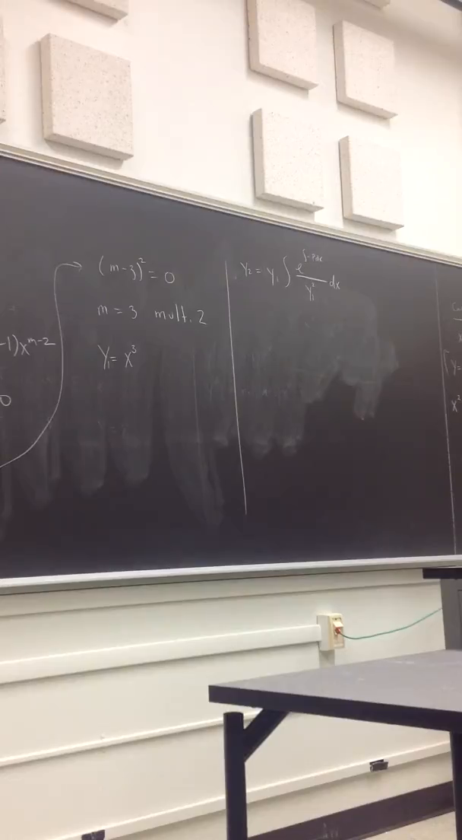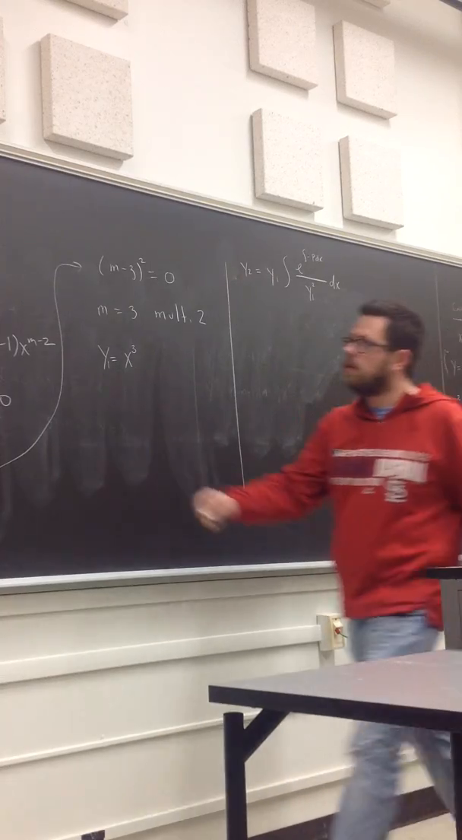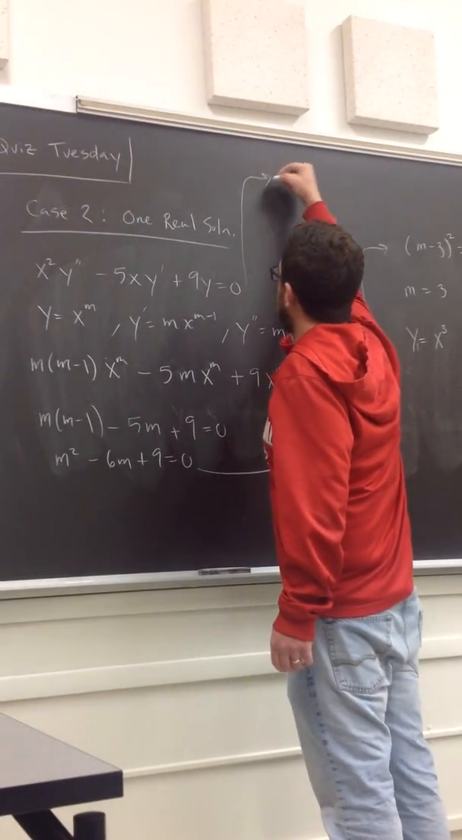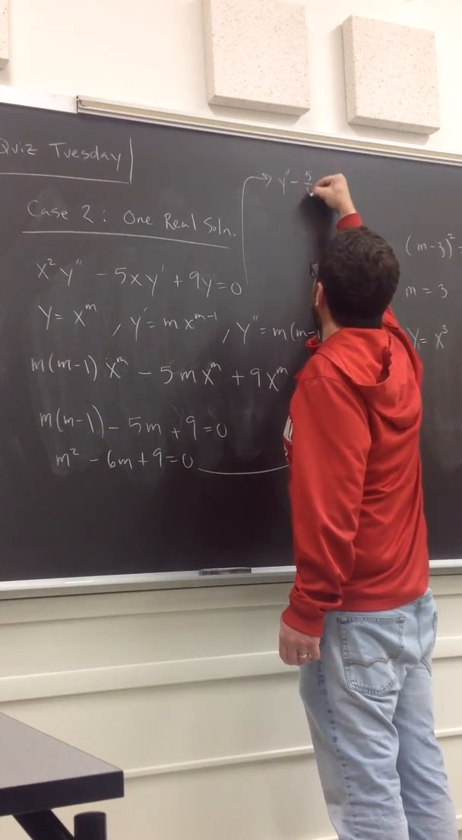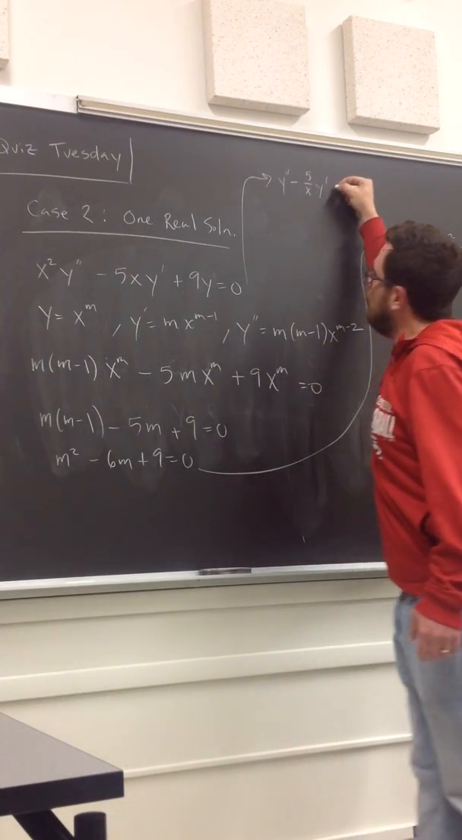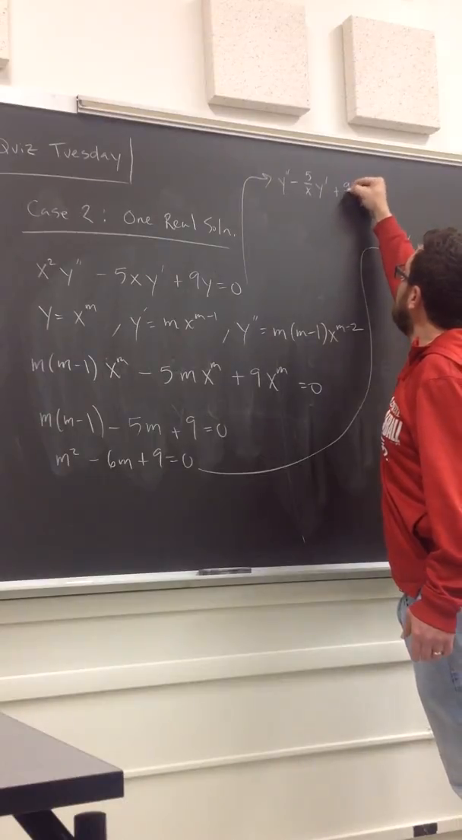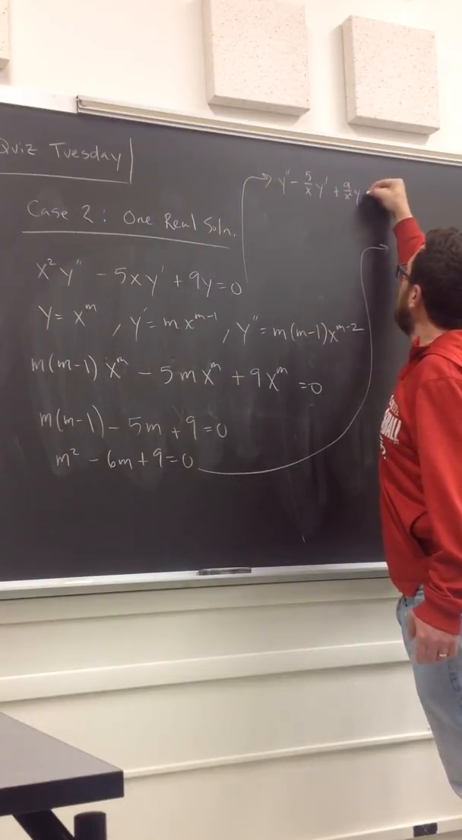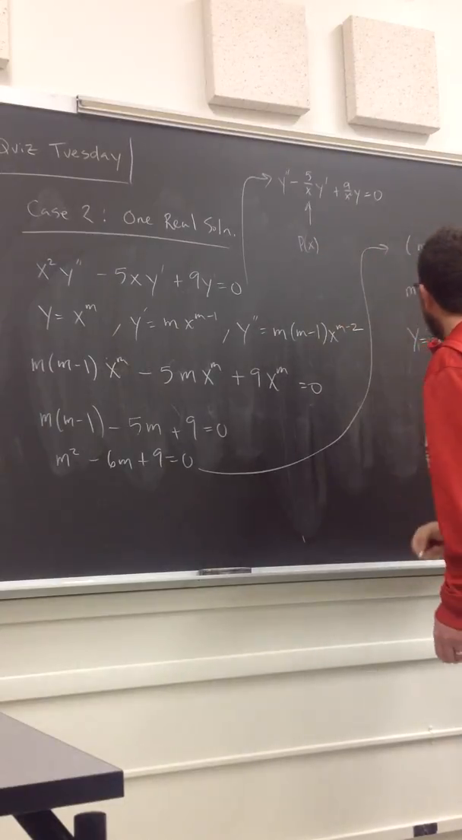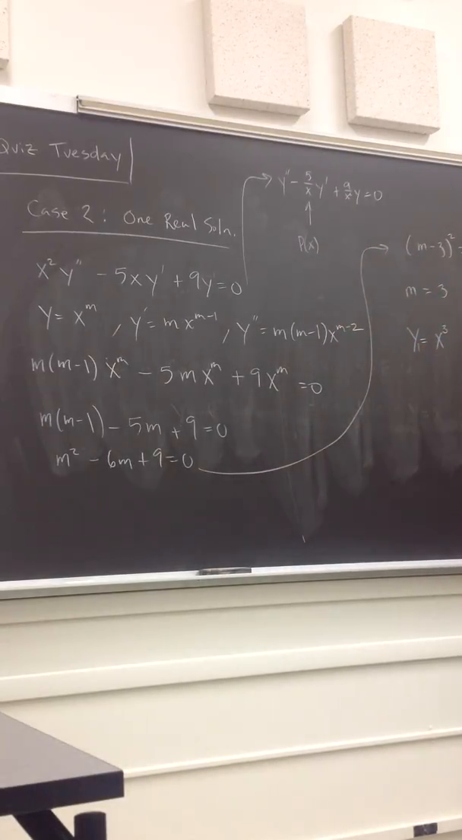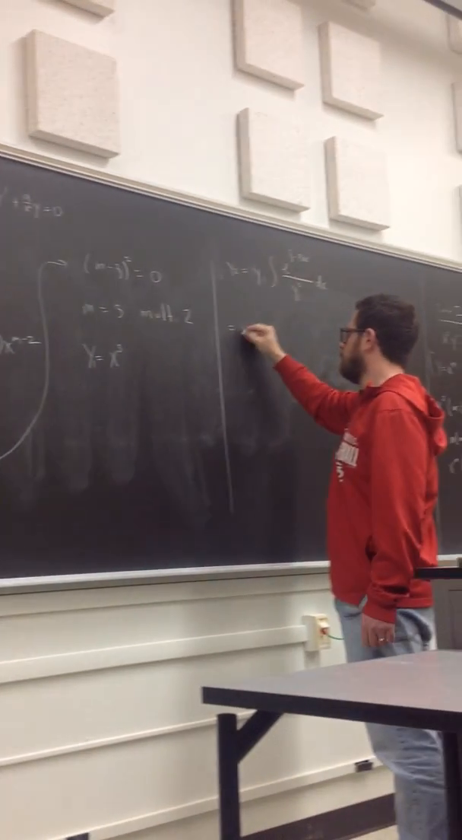To identify p, you have to write the equation in standard form. In other words, divide by the leading coefficient. So in standard form, this is y double prime minus 5 over x y prime plus 9 over x squared y. This is p. So y1 is x cubed.